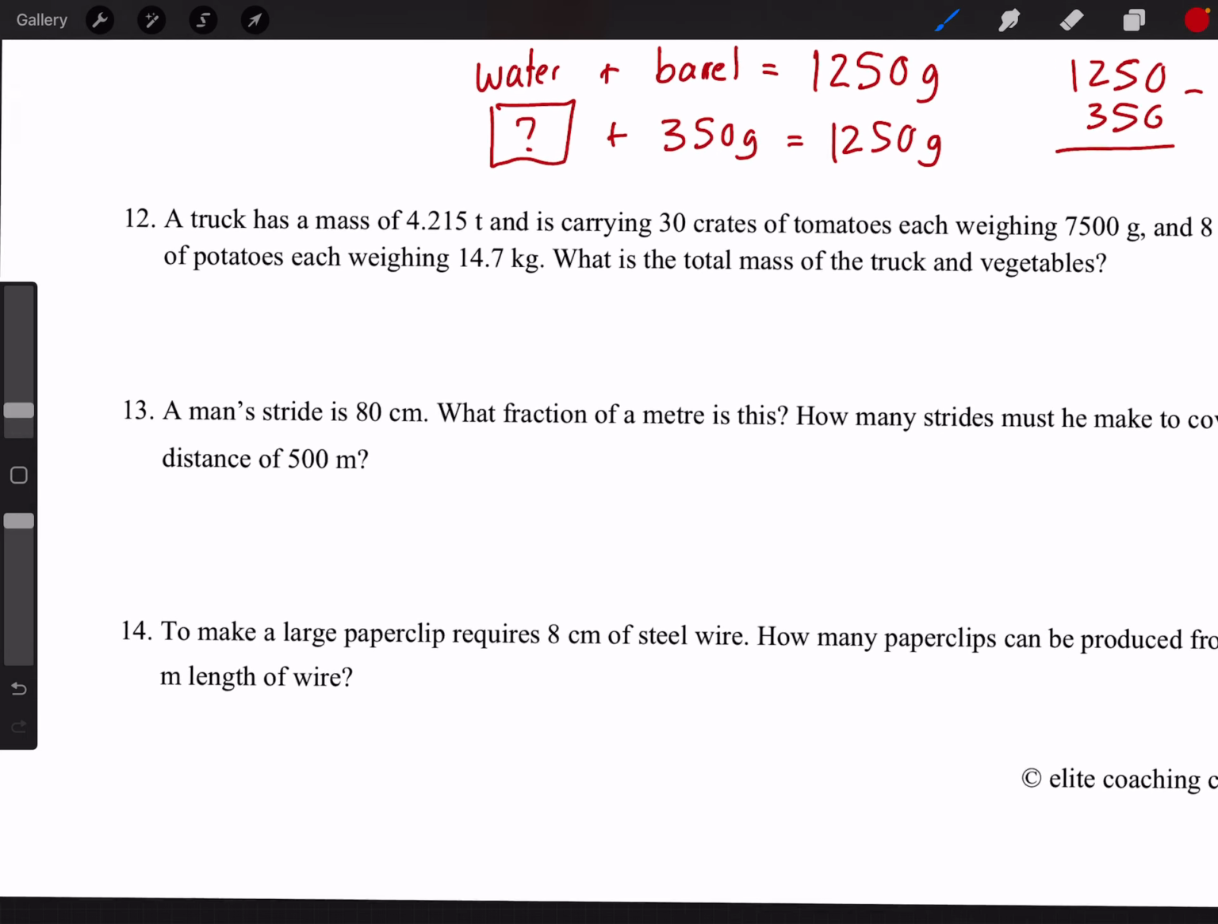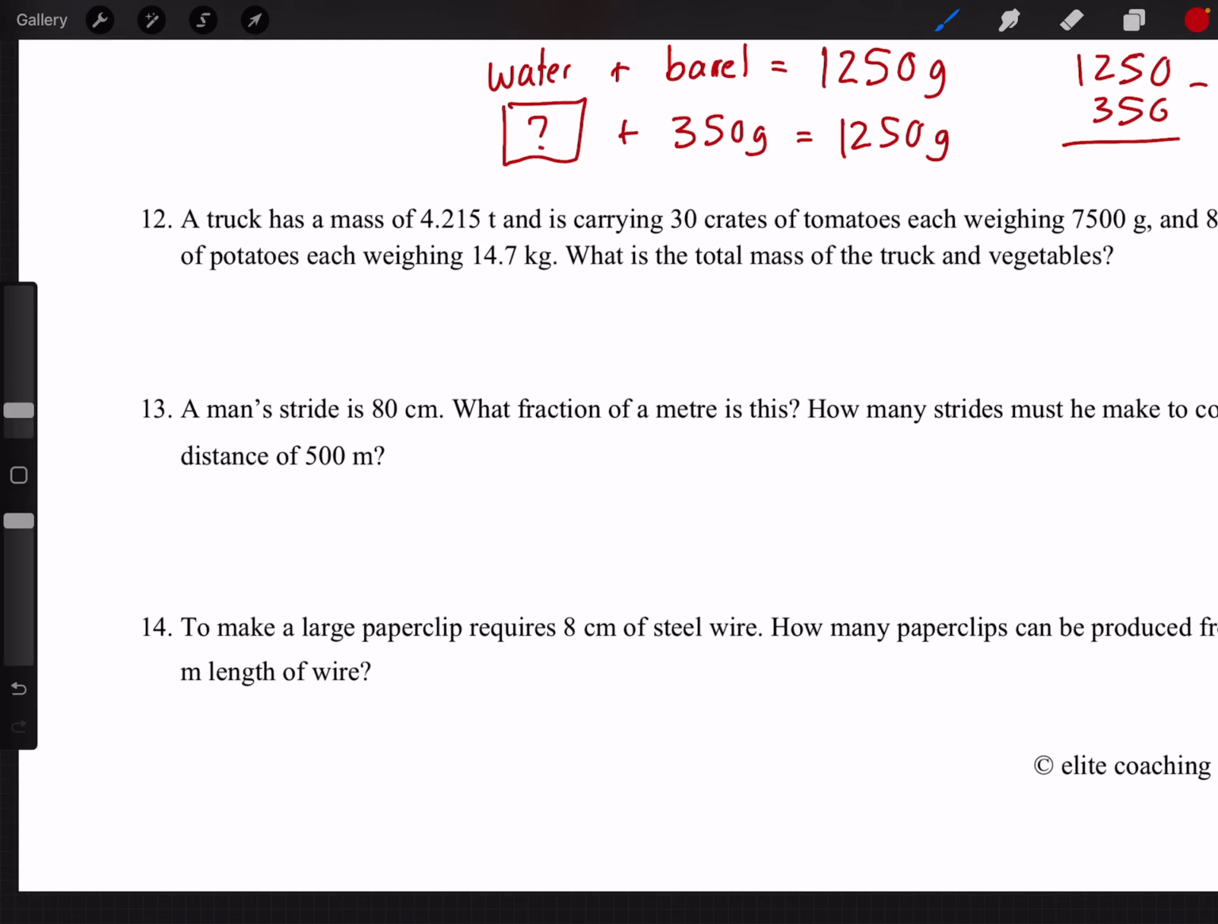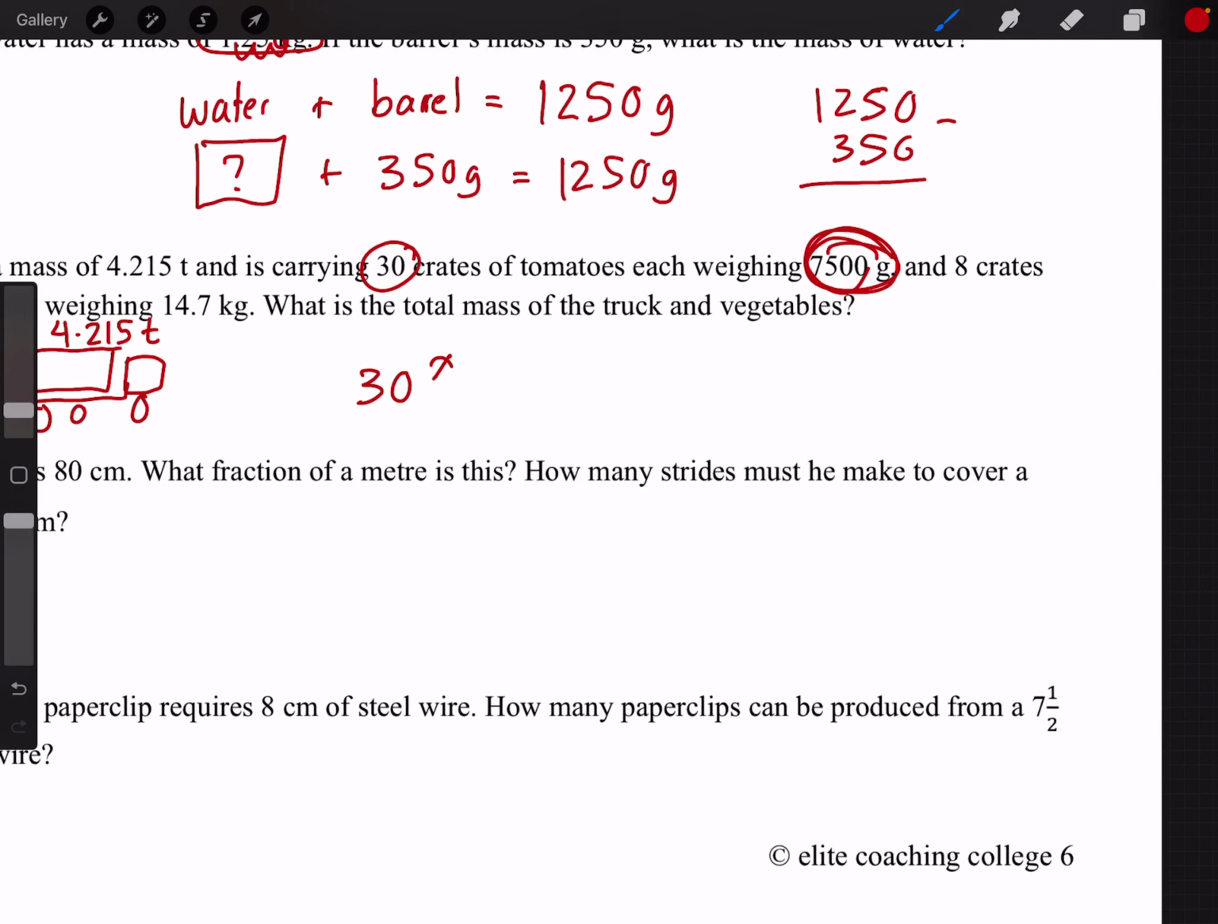Okay, so let's understand that a truck has a mass. The truck itself is 4.215 tons. Now it is carrying 30 crates of tomatoes, so 30 times the tomatoes is this many grams. But let's change it to kilograms, because it's hard to work with grams and tons and all sorts of things all over the place.